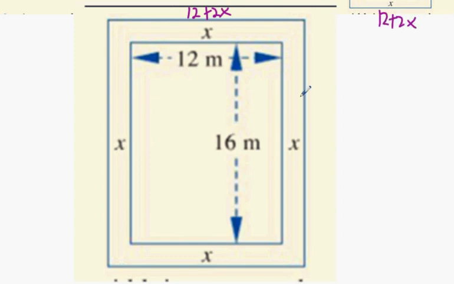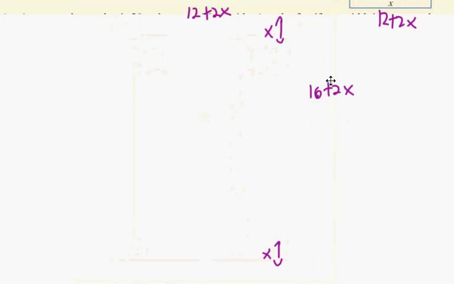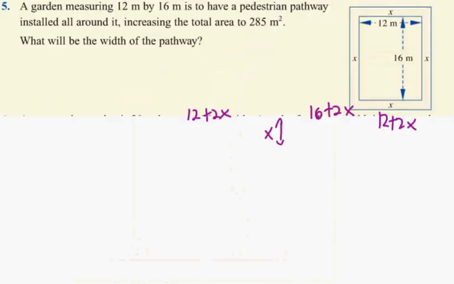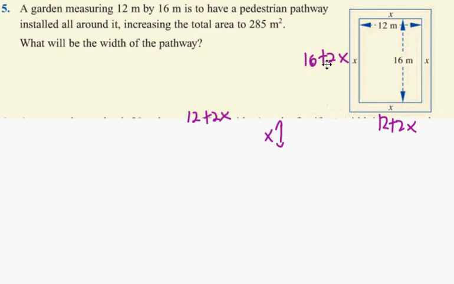Now, what about this 16 meters here? Yep, 16 plus 2x. So, my use for this big diagram is now gone. It's 16 plus 2x and 12 plus 2x, okay? It's perfect, guys. Now, it says it increases the total area to 285.